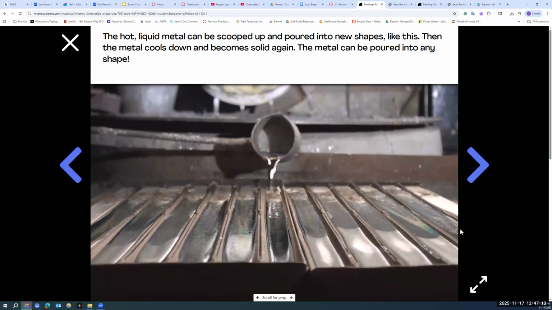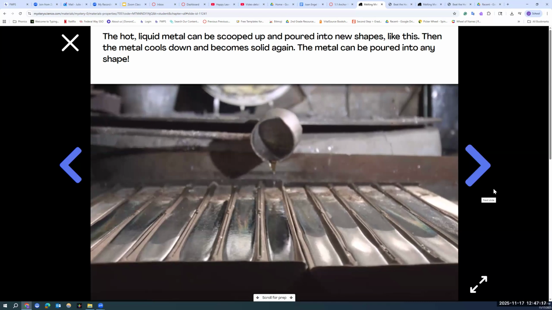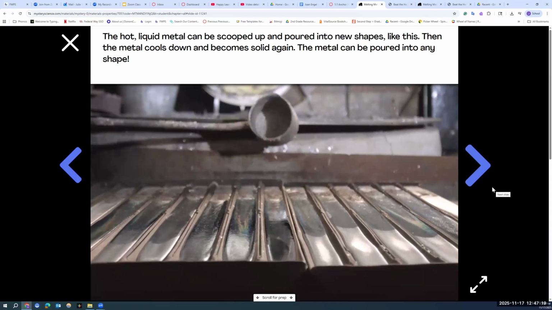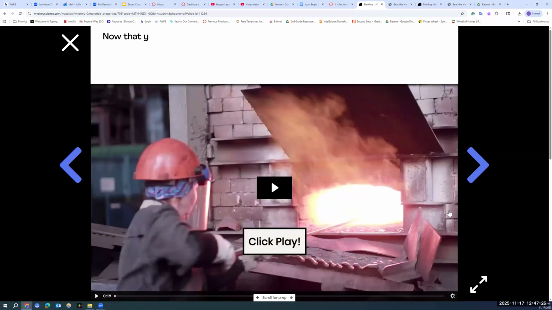So those kind of remind me of the bricks that they put in the kiln to melt the metal down. Okay, so there we go.